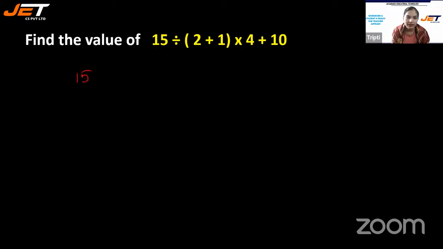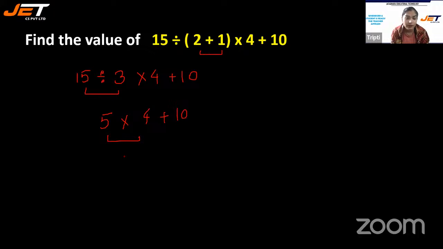15 divided by, we are going to solve the bracket first. 2 plus 1 is 3, times 4 plus 10. Okay, 15 divided by bracket 2 plus 1, which is 3, times 4 plus 10. So first we are going to divide. 15 divided by 3 is 5. Times 4 plus 10. 5 times 4 is 20. Plus 10 is 30. 30 is the answer.